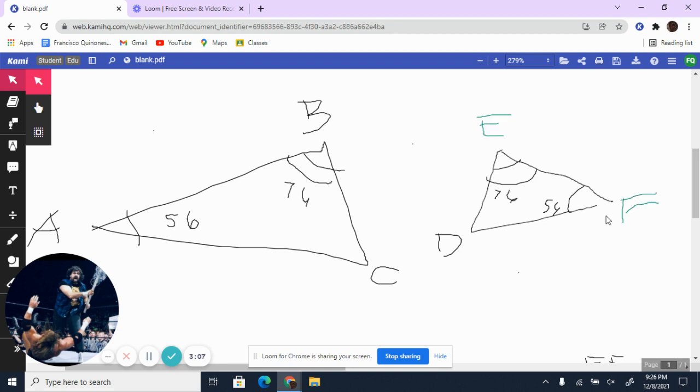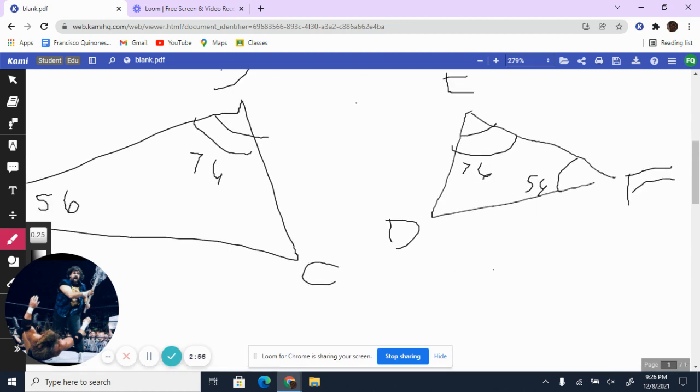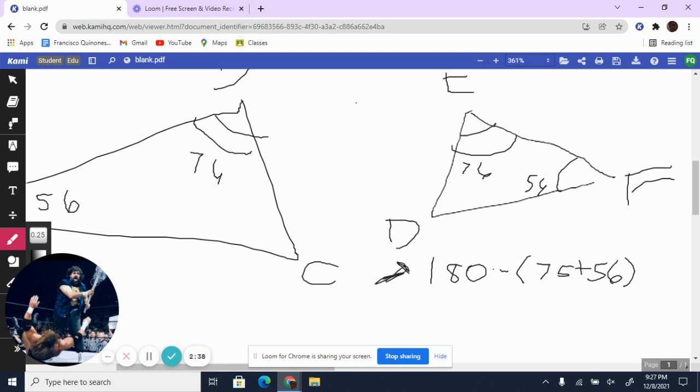For example, if measurements were given for two angles, then we could figure out the measurement of the third angle, because we know that the sum of the three interior angles of a triangle equals 180. We'll subtract the sum of 76 and 56 from 180 to get angle C and angle D, which equals 48.